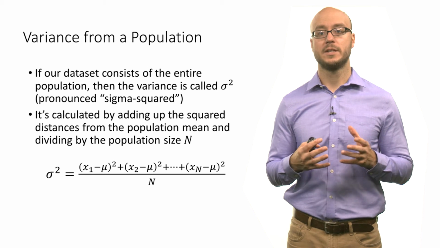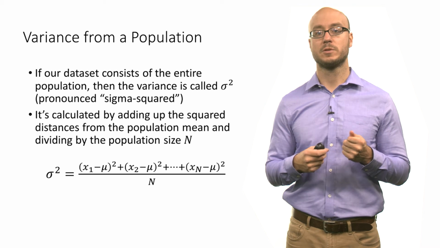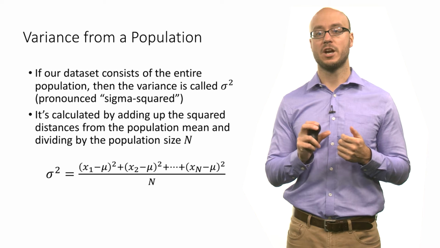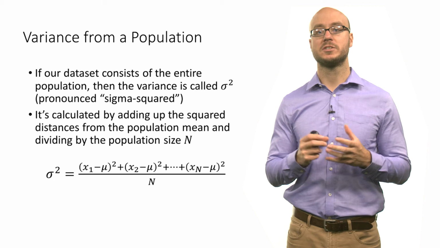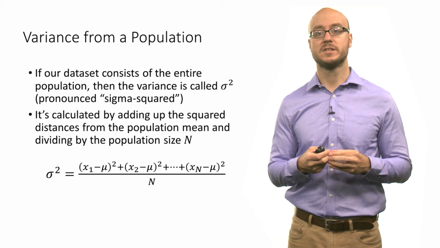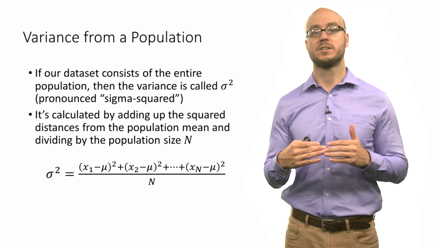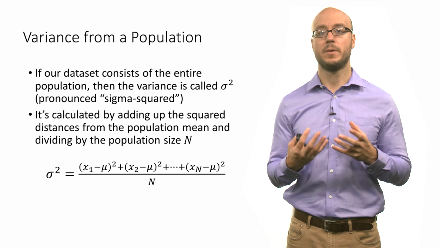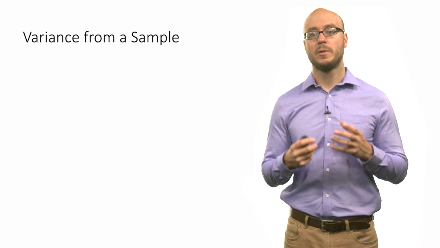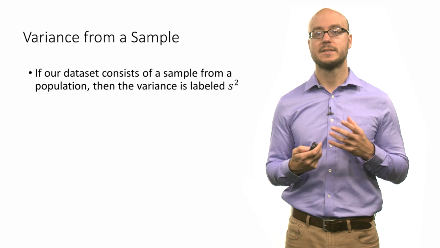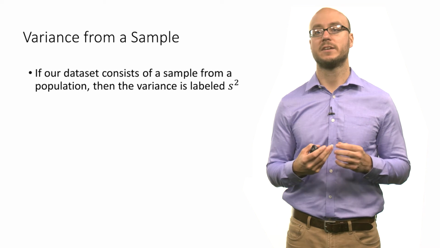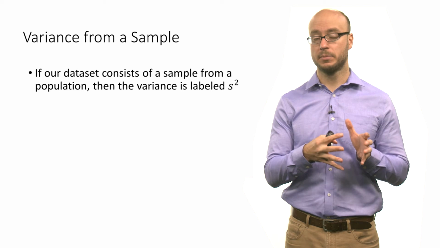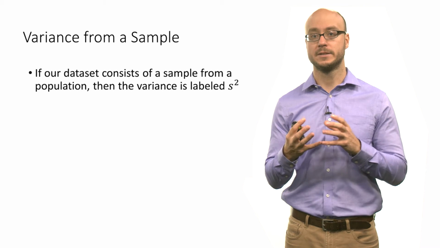So all we're doing is taking each observation, subtracting out mu, the population mean, squaring it for each observation, adding up all these squared deviations or distances, and then dividing by the total size of the population N. That'll give us sigma squared. That's the variance from a population. However, when we have a variance from a sample, we calculate it slightly differently and we use a slightly different notation. This is because in statistics, we like to keep track of whether we have a sample of data or a population data set.